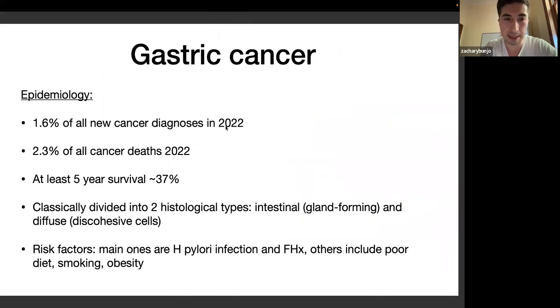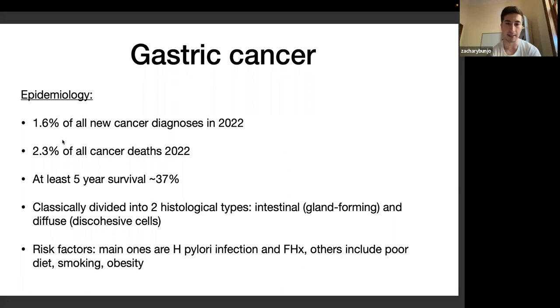So coming to gastric cancer now, broadly similar figures: 1.6% of all new cancer diagnoses, 2.3% of all deaths. And again, a pretty poor 5-year survival, and that's again a reflection of its tendency to present at a pretty late stage. You'll recall from CBL days, it's classically divided into two histological subtypes: your intestinal type, and then your diffuse type, and that'll give us a classic clinical appearance that you'll see in a moment.